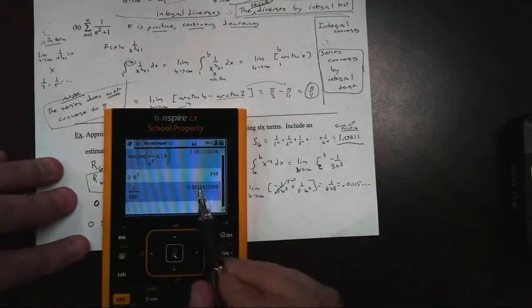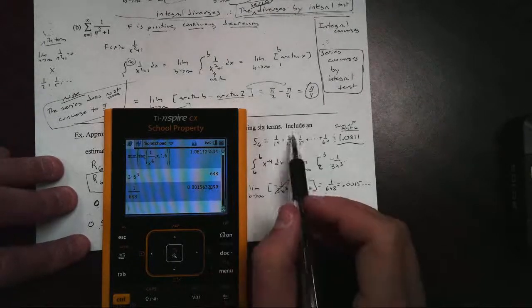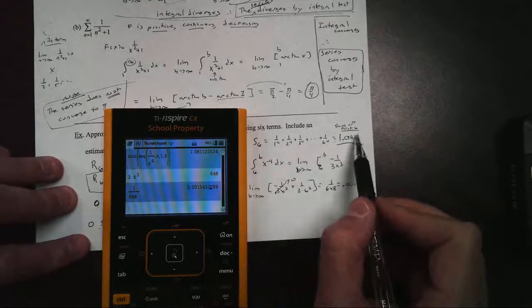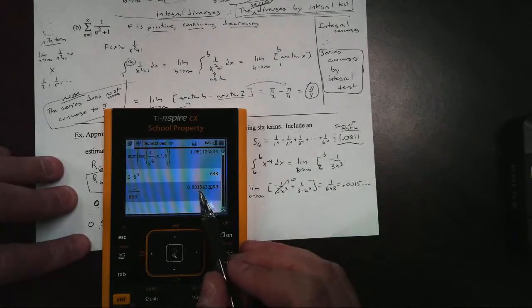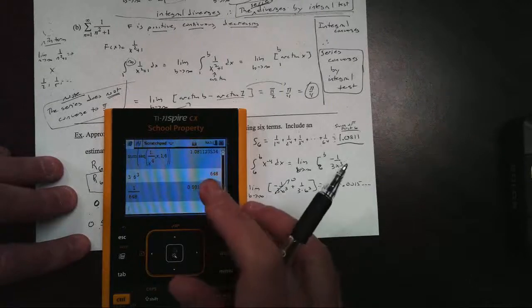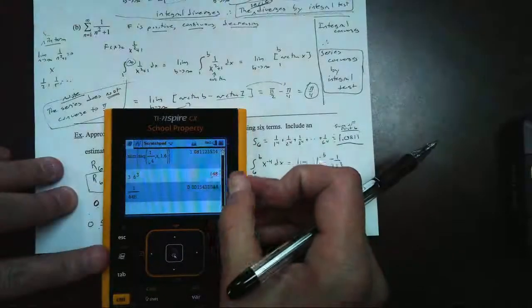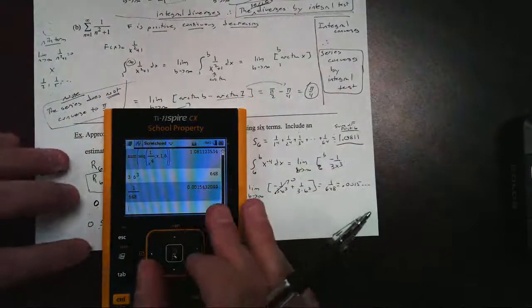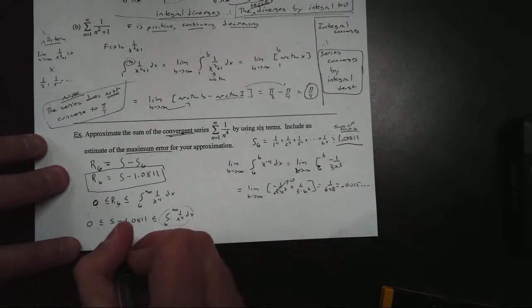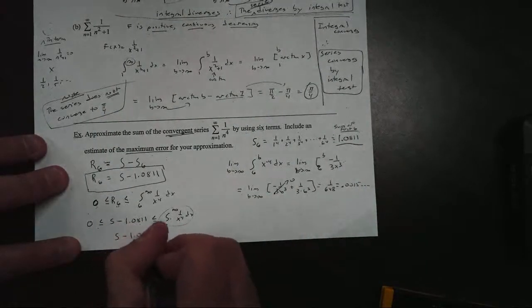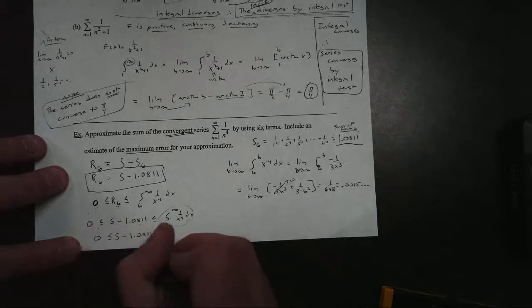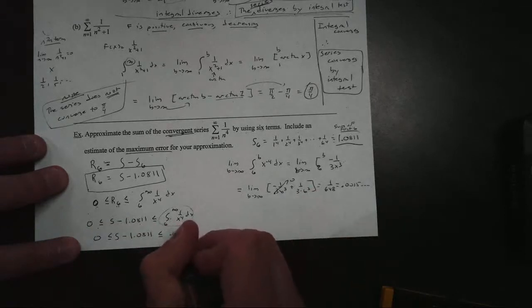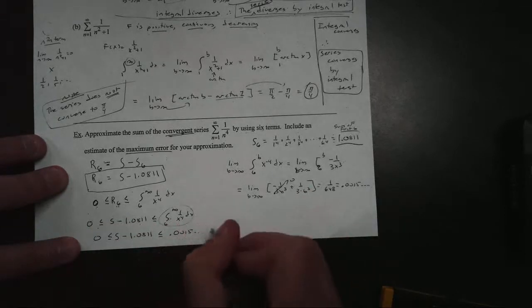Okay, so this is the maximum possible sum of all my other terms. See, this is the sum of my first 6. I would be adding at most 0.015432 and so on to get the rest of them to infinity. So that's going to give me my maximum possible error there. What's the most I can add? And then I can rewrite this: S minus 1.0811 is between 0 and my maximum possible sum.